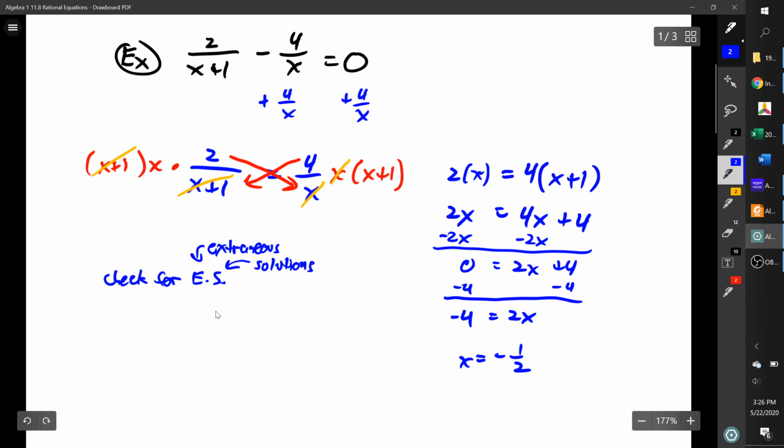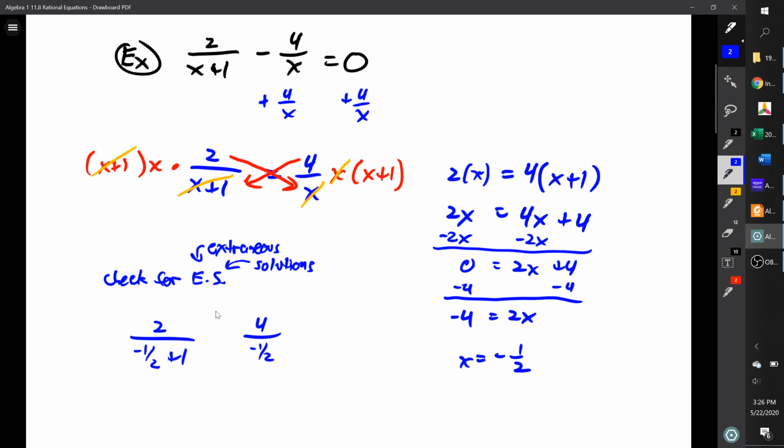So I just have to make sure that each denominator doesn't become 0. So this is going to be a negative 1/2 plus 1. Well, that's not going to give me a denominator of 0. And then my other rational term here is just an x on the bottom. So that's the negative 1/2. So that's not going to give me a denominator of 0 either.